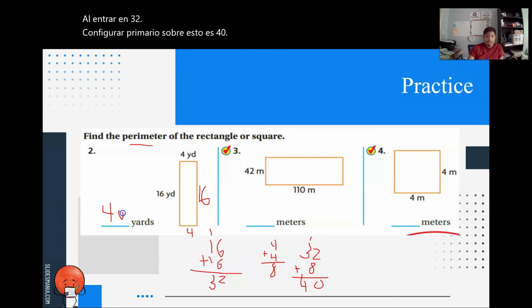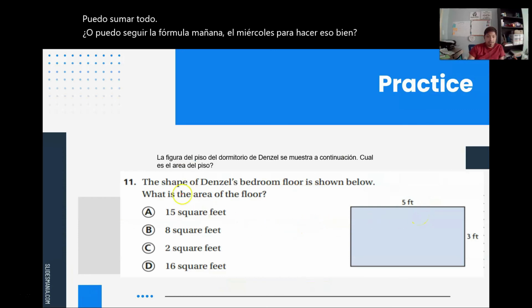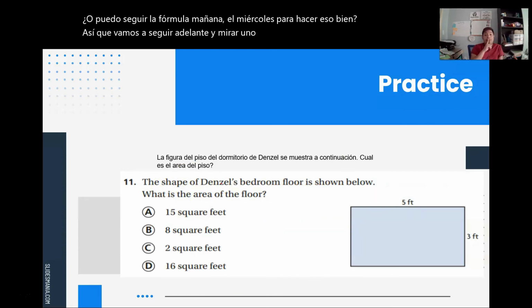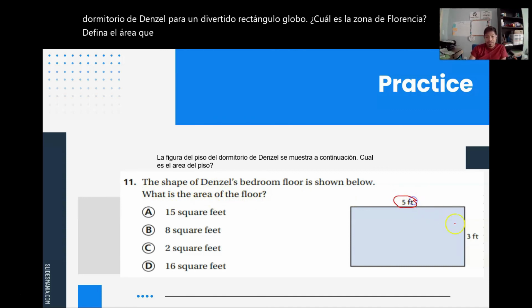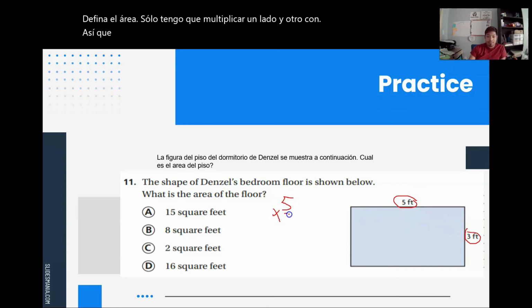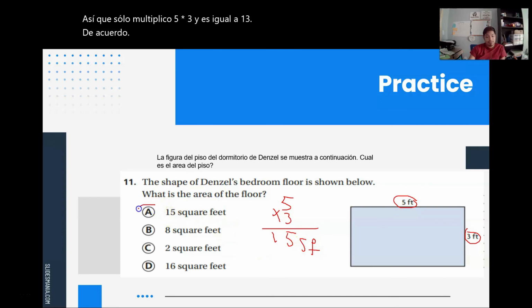Okay. I can just add up everything, or I can follow the formula. And tomorrow I'm going to show you how to do that. Okay. So let's go ahead and look at one more. The shape of the polygon or the figure of Denzel's bedroom floor is shown below. A rectangle. What is the area of the floor? To find the area, I just gotta multiply one side and one width. So all I do is just multiply 5 times 3 equals 15 square units. Square feet, sorry. So A.